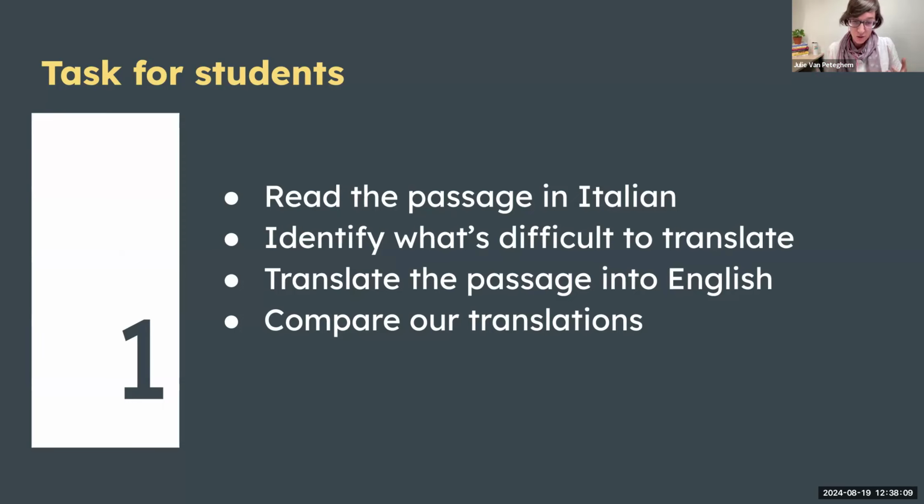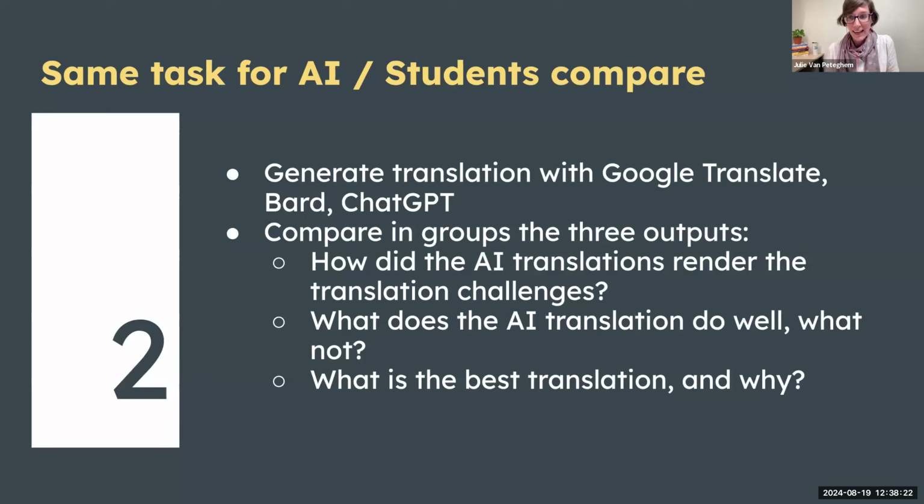Then step 2, we gave that same passage to AI tools. So we did Google Translate, Bard at the time, that's now Gemini, and then ChatGPT, it was, I think, 3.5, the free version at that point. And so they compared the 3 outputs. And so you see, I gave them some questions to reflect upon in group. How did they do with the challenges? What did in general the tools do well and what did they struggle with? So really kind of take it to a higher level. And then I asked them, so what do you think is the best translation and why?